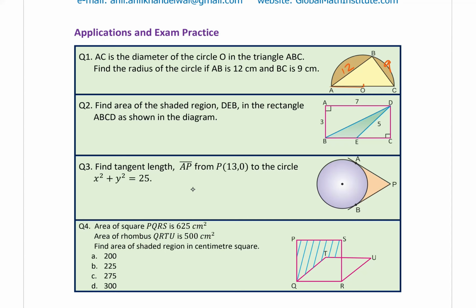Question number 3 is, find tangent length AP, that is this particular length, this is the tangent, from point (13, 0) to the circle x squared plus y squared equals 25. So that's the circle, and let us say this is the origin O. Then you know that if I connect these 2 points, then we have a right angle at A, correct? We need to find the length A to P. That is what you need to find. So that's a very tricky question.